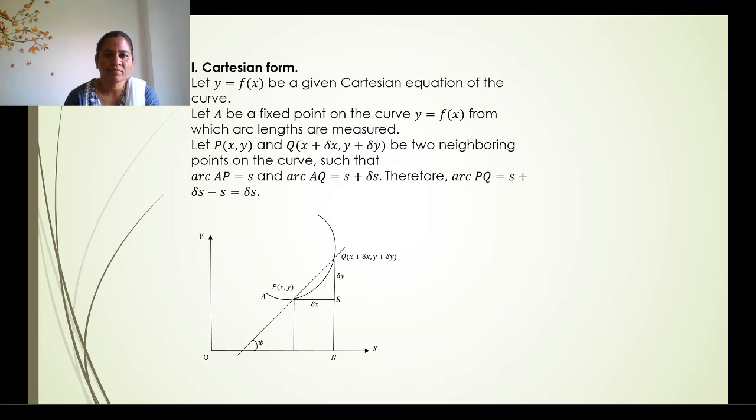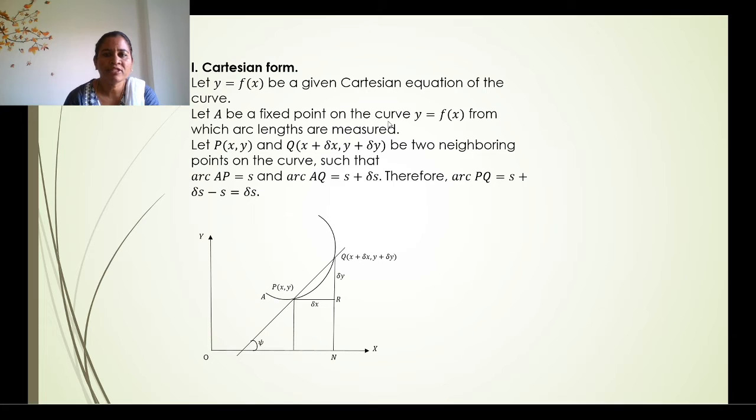In the first form, we are going to see the Cartesian form. First, let us take a curve. The curve is in the form y is equal to f of x. This equation is the Cartesian equation of the curve. So here this is the curve y is equal to f of x.